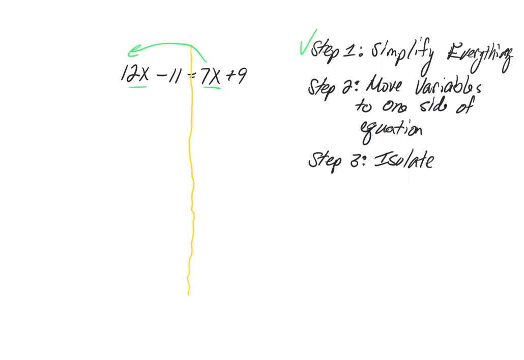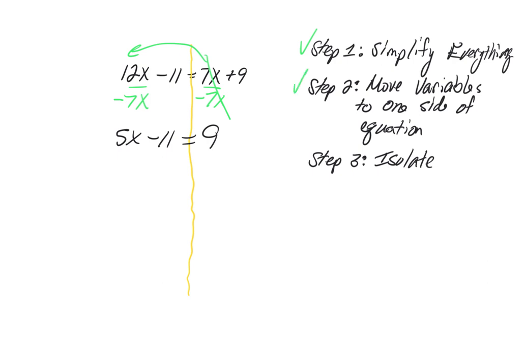Whenever we're moving an entire quantity, we want to make it 0. So that means the only way that we can 0 something out without messing up our problem is through addition and subtraction. So if I want to move 7x to the other side of the equation, I need to subtract, because a positive 7x minus 7x is 0. So they cancel out, and now I have 12x minus 7x, which is 5x, minus 11, which is equal to 9.